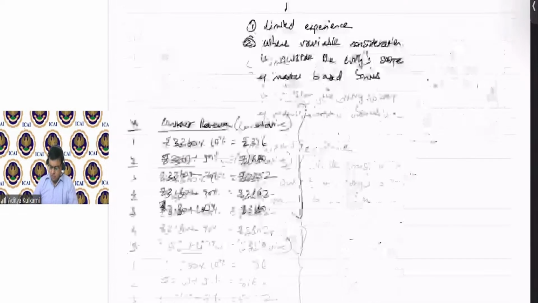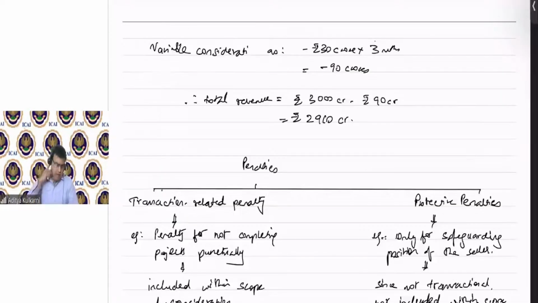So this was what we had already seen in our example. The basic thing is we have to ensure that we are not overly conservative with recognition of revenue. Rather, we are as realistic as possible. When I talk about variable consideration, we have penalties also in that. So transaction related penalties for not completing projects on time, you will include within the scope of 115. That means if you estimate that the project will not get over on time, at that point you will include it as variable consideration.